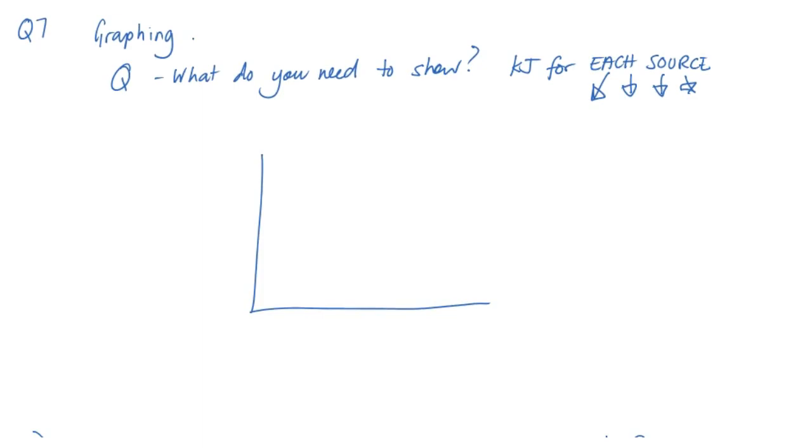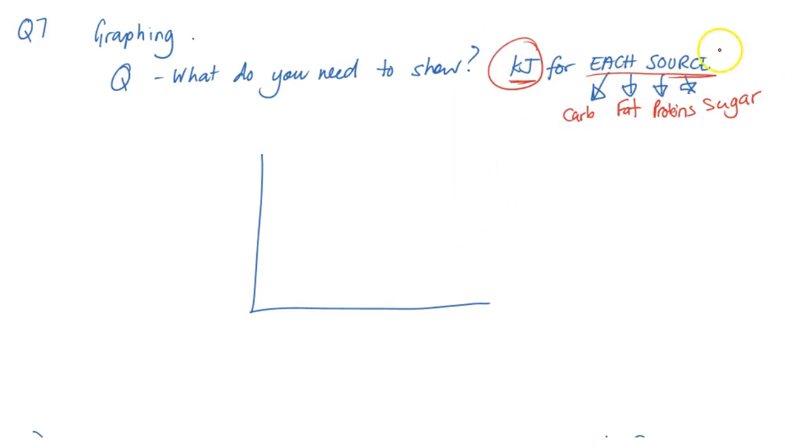Now question 7 is all about graphing. You need to take that information and graph it. Now when you have a graph, you need to think, what do they actually want you to show? If you read it, it says that we need to show the number of kilojoules for each one of my sources. So my sources are carbs, fats, proteins, and pure sugar.